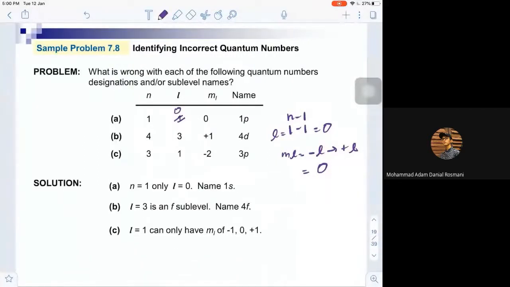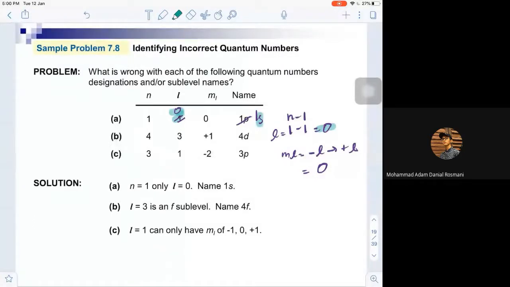What is the name of the orbital when n is 1, L is 0, ml is 0? Is it 1p? No, it should be 1s orbital. Why s and not p? Because L is equal to 0. When L is equal to 0, the orbital will be an s orbital.